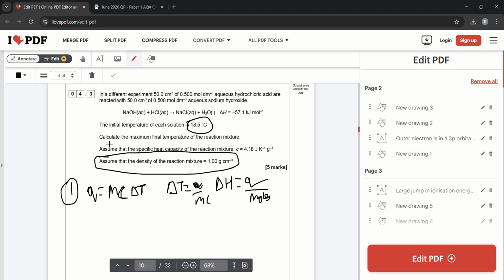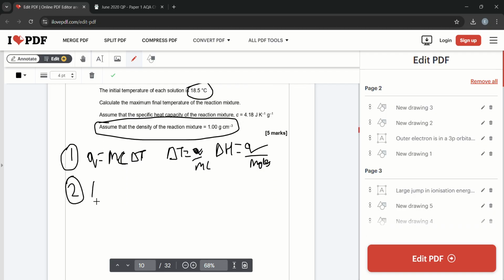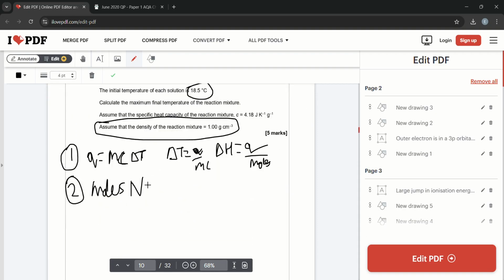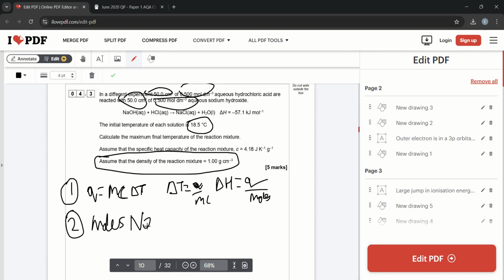So what we should do is find out the moles, right? Find out the moles. And the thing is, it doesn't matter if we find out the moles of aqueous hydrochloric acid or aqueous sodium hydroxide. This is going to be the same because same concentration and same volumes. So let's do that. Find out the moles of NaOH. And they're both 1 to 1 mole ratio, so it doesn't really matter.